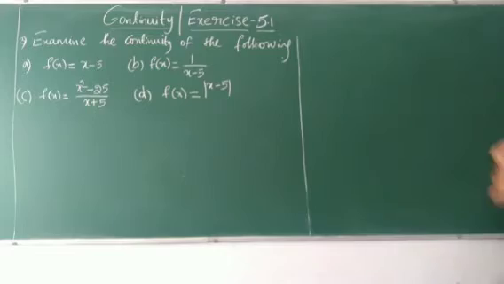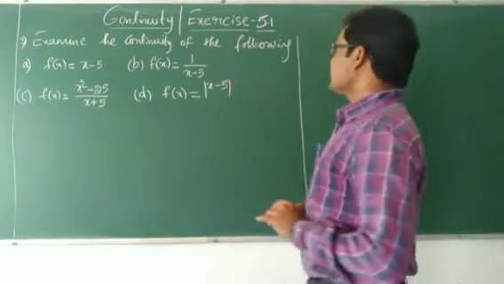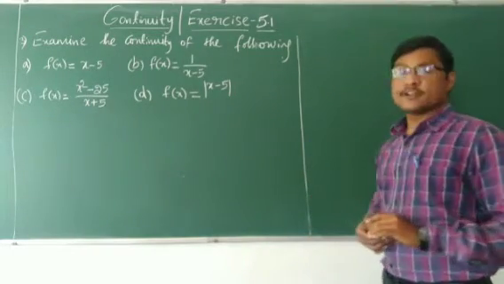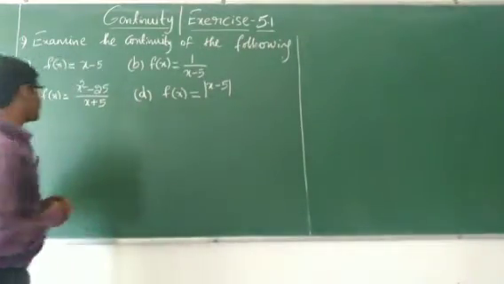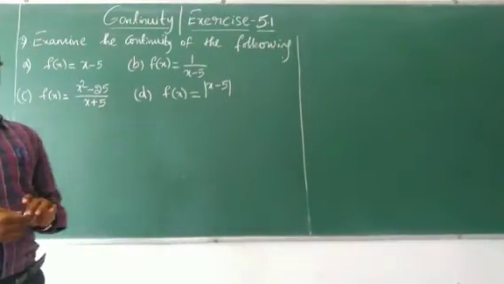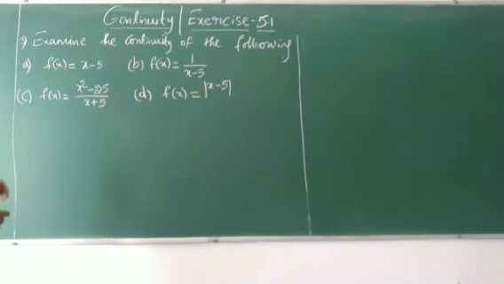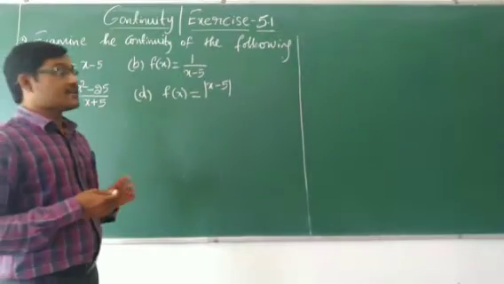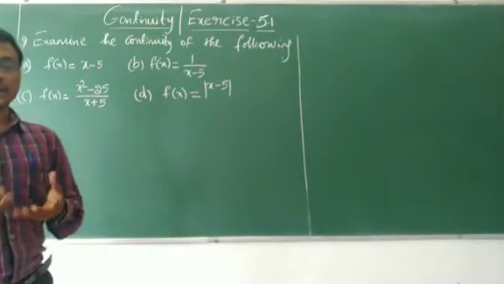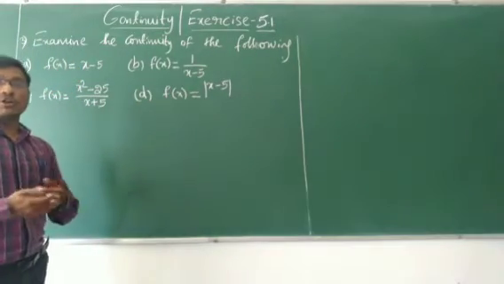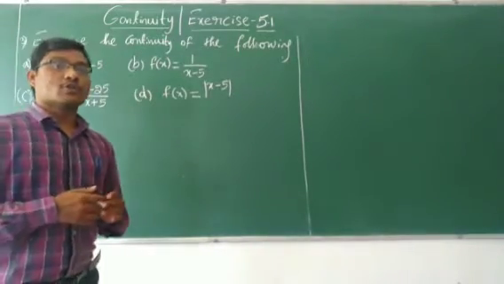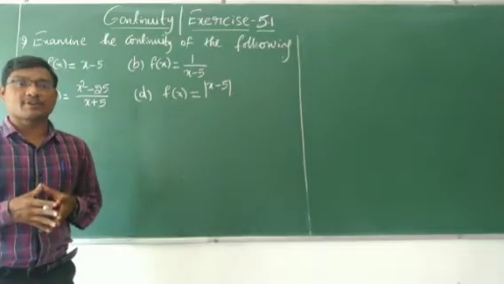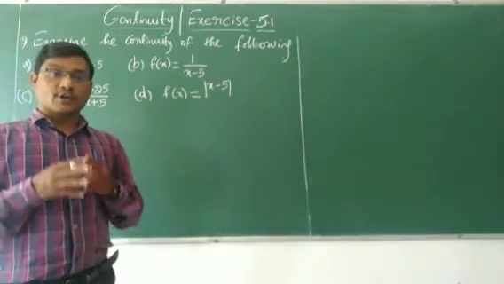Let's consider the third question. Examine the continuity of the following functions. First question in this, f of x is equal to x minus 5. Now observe the question, he is not giving any particular point. Like he is not telling verify the continuity at x equal to 0, at x equal to minus 3. He is not given any specific point. So when he is not given any specific point, you have to consider the domain.